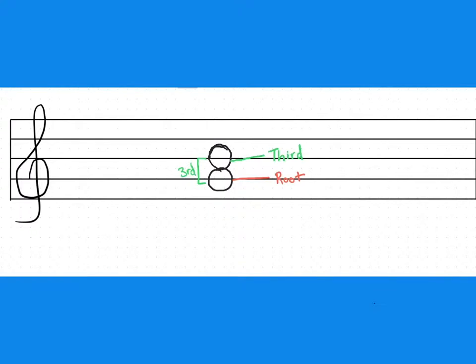And then to find our final note in this triad, we're going to go a third above the third. And that note is going to be called the 5th because it is a fifth above the root. So in this particular triad, our root is G, our third is B, and our 5th is D.